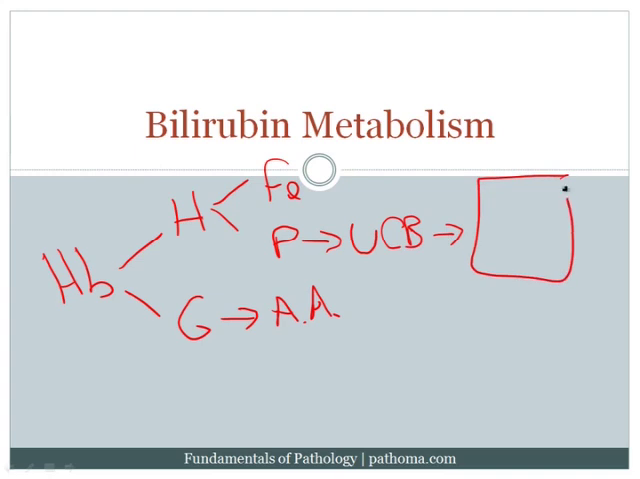When it gets to the liver, the liver will conjugate the bilirubin and eventually dump it into a space called the bile canaliculi. Now from the bile canaliculi, it'll eventually go into the bile ducts and eventually be stored in the gallbladder for eventual use during digestion. Of course, at the appropriate time, bile will then be released into the small bowel to aid in digestion.